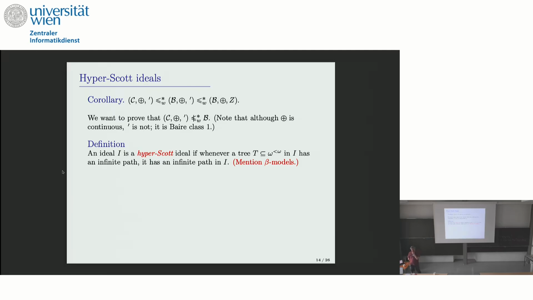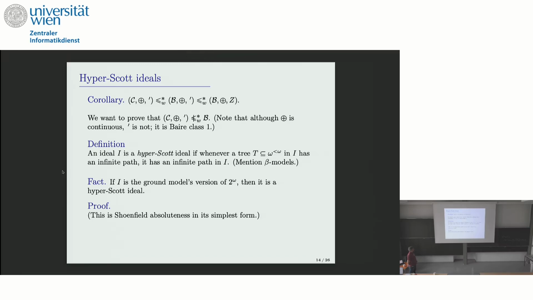But we need a little bit more closure in our ideal, and probably everybody knows a better name than Hyperscott ideal. I want an ideal I such that whenever a tree is in the ideal and has an infinite path, then it has an infinite path in I. A Hyperscott ideal would be the same as the beta model, again for those of you that do reverse mathematics. But it has the sort of closure that obviously, if I is the ground model's reals after a forcing extension that collapses the continuum, I has to have.